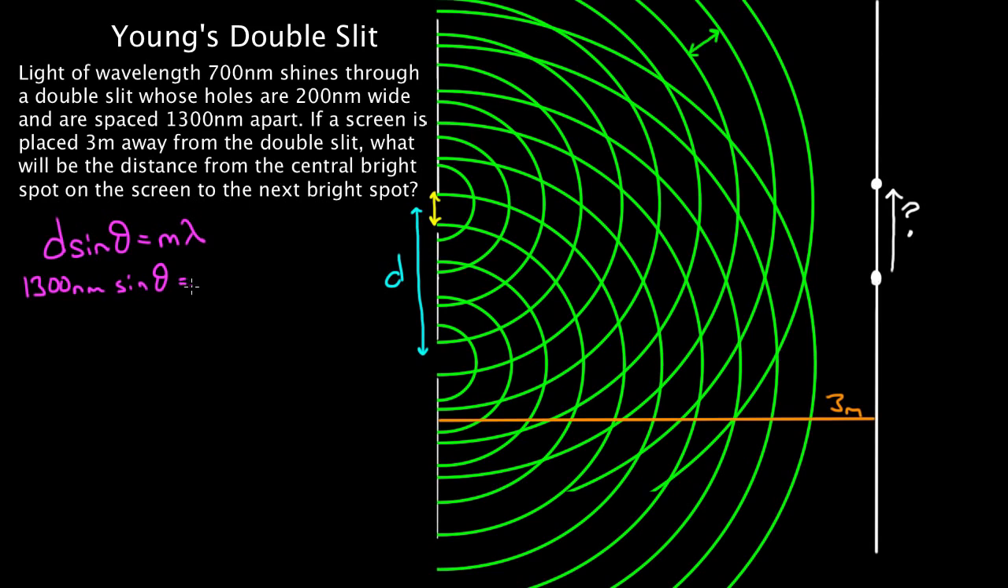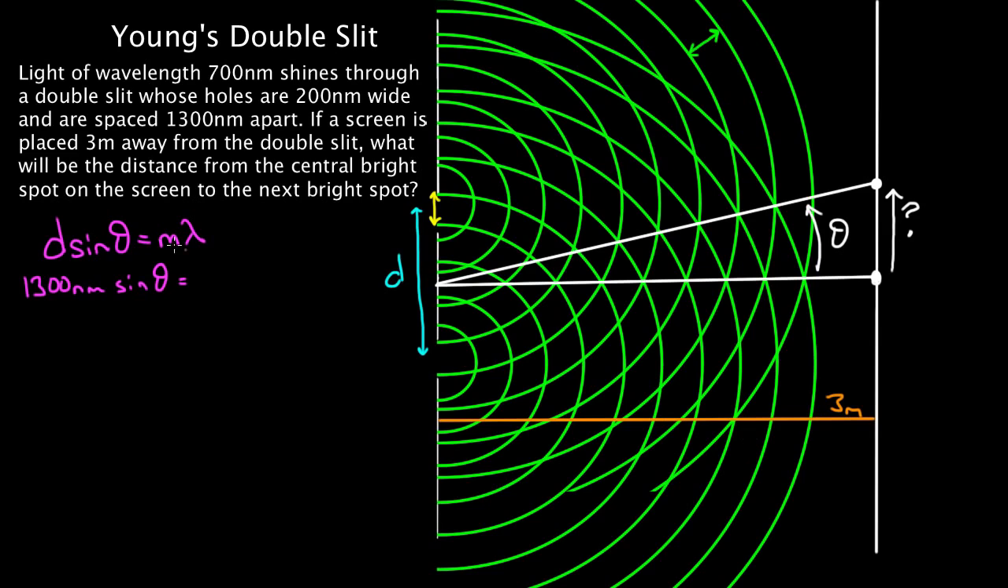What angle are we going to talk about? Well, what we want to know is the distance, this distance here. So I'm going to worry about this angle. I'm going to worry about the angle from, here's my center line, from there to the point I'm concerned with, which is this first bright spot past the center point. So that's the angle I'm concerned with, this angle right here.